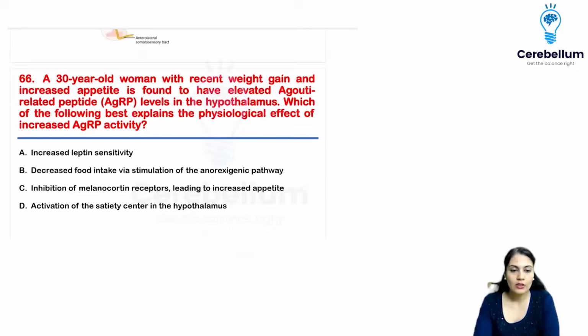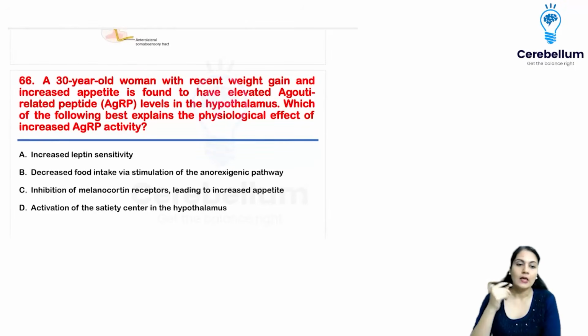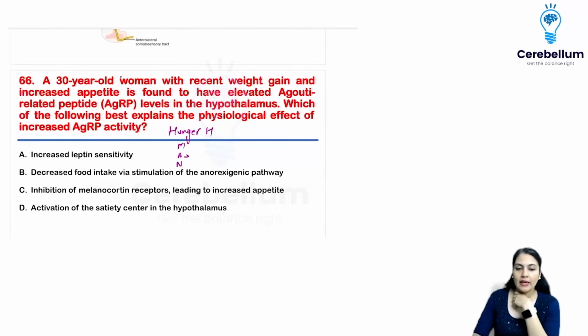Chalo, let's move on to the next thing, that is appetite. Increased appetite and weight gain in a female found to have elevated agouti-related peptide levels in the hypothalamus. Which of the following best explains the physiological effect of AgRP activity? AgRP is a hunger hormone. What are the hunger hormones? We remember them by MANGO. M was MCH, right? A was AgRP, and then neuropeptide Y, ghrelin and orexin, right?